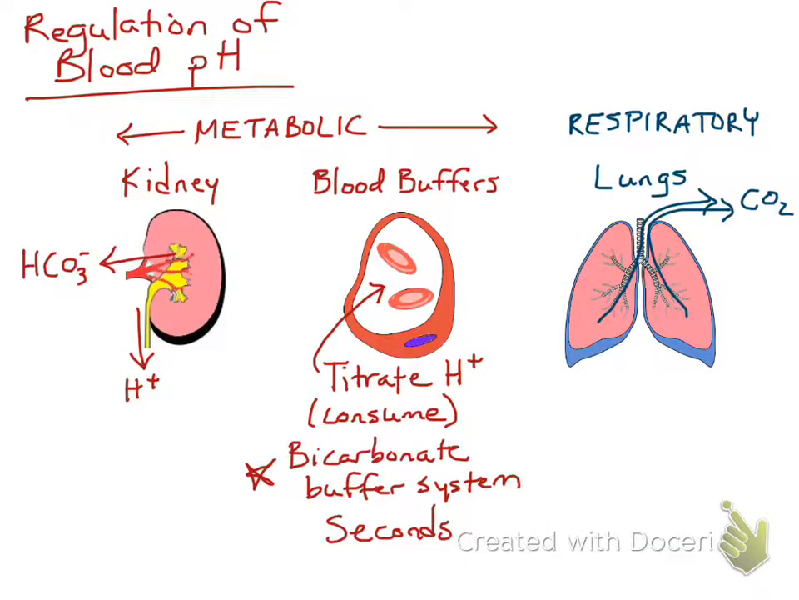Now, there's also differences in how long these regulators take to actually manipulate the blood pH. The blood buffers take the shortest amount of time. They only take seconds. The lungs take a little bit longer, usually a couple of minutes to regulate the blood pH, and then the kidneys take the longest. They may take 3 to 4 days to actually regulate the blood pH.